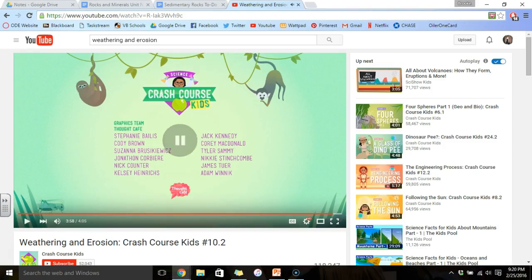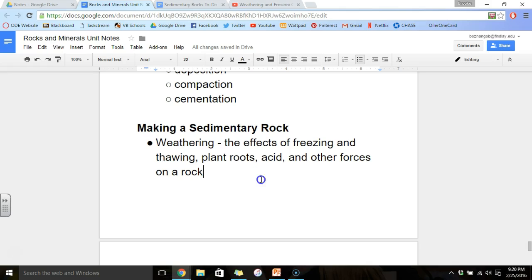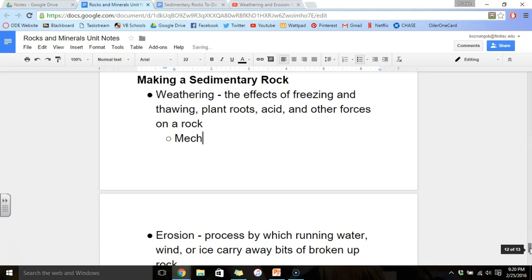Okay. So as cheesy as that was, it did include a lot of really good information that I want to make sure we add to our notes a little bit. We're going to add the two types of weathering in here. The first one she talked about was mechanical weathering, and you can also hear it referred to as physical weathering.